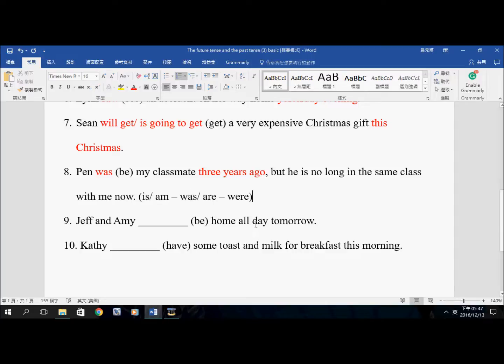So remember that. Number 9. Let's take a look at the time marker. The time marker is right over here at the end of the sentence. It says tomorrow is talking about the future. So we have to use the future tense. Jeff and Amy, they are two people. So the two possible answers are will be, that's the be verb for the future tense. Now remember, will is a helping verb, so we always use a base verb after the helping verb will. So it's always will be. And the other one, are two people going to be. Again, we use a base verb after the word to.